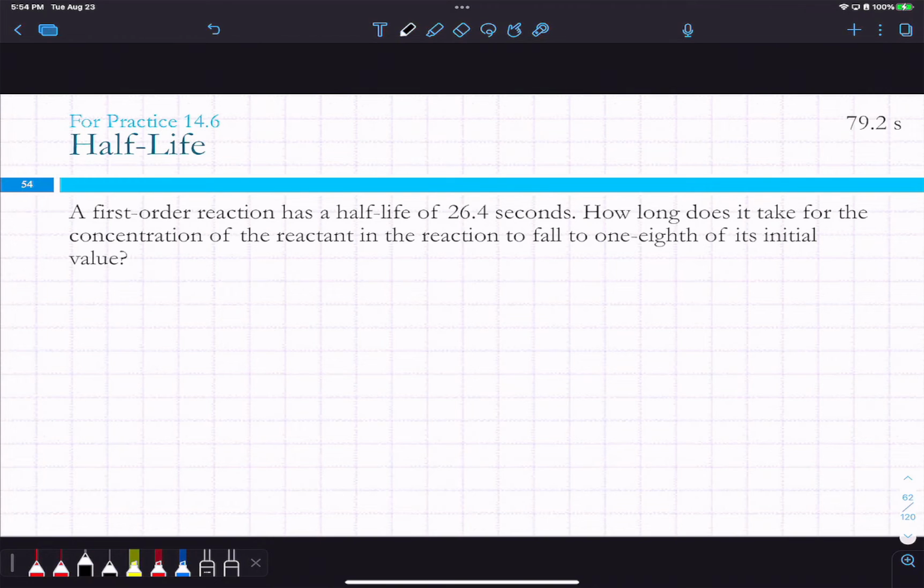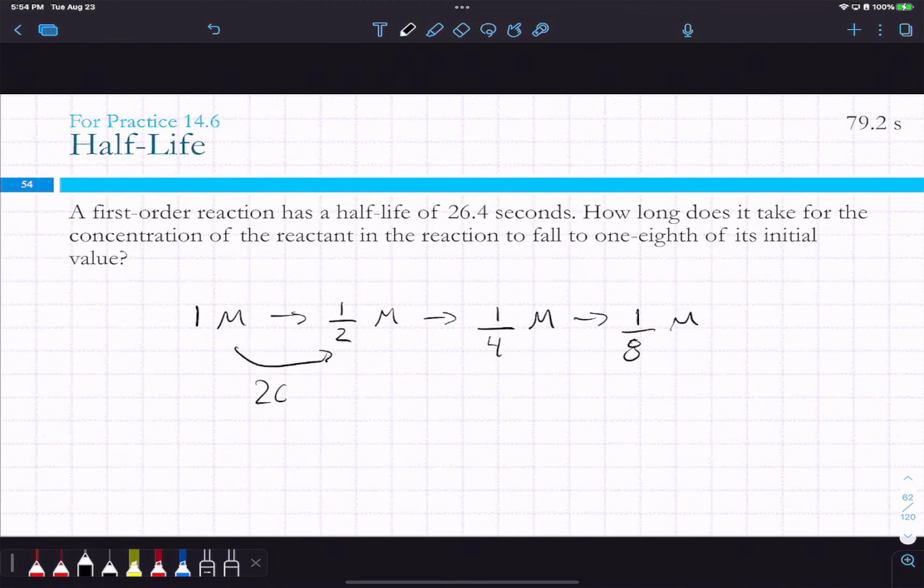Yeah. So one of the ways you could look at it is, you can just throw some numbers in. Let's call it 1 molar. So after 1 half-life, it'll be 1/2. And then after a second half-life, it'll be 1/4. And a third half-life, it'll be 1/8. And so each of these is going to be 26.4 seconds. Once you figure out how many half-lives, then you can multiply the half-life by 3, or by the number of half-lives that you need to go through.